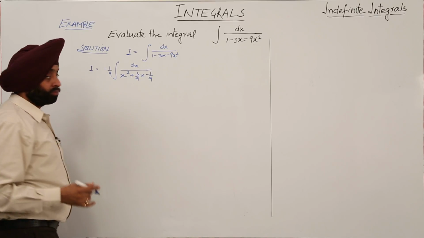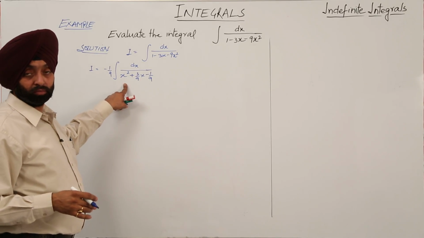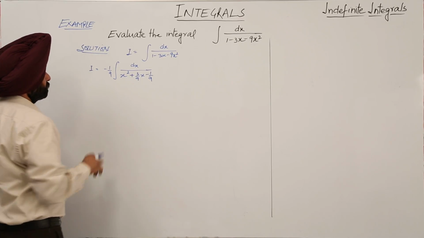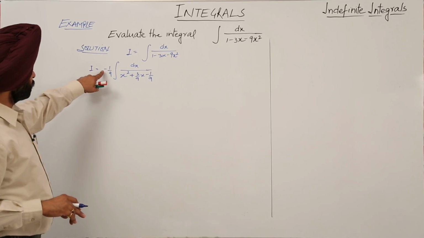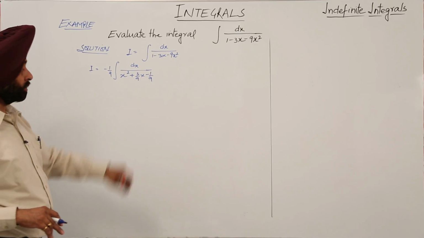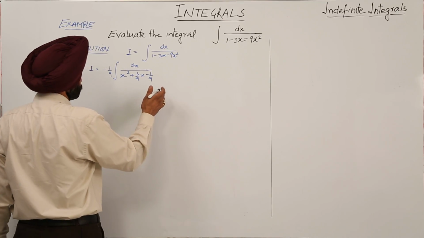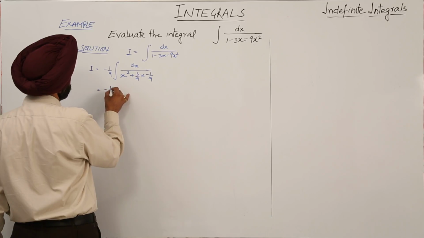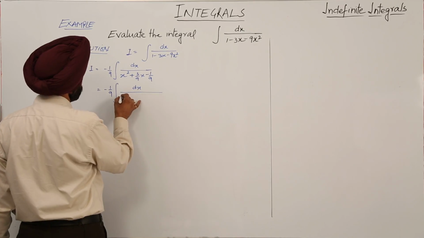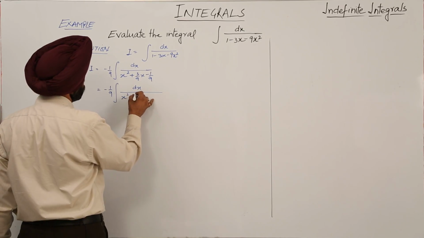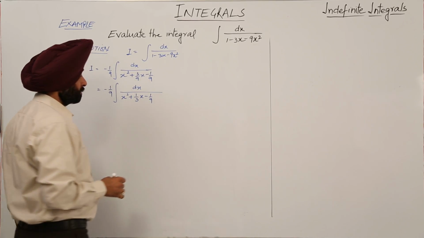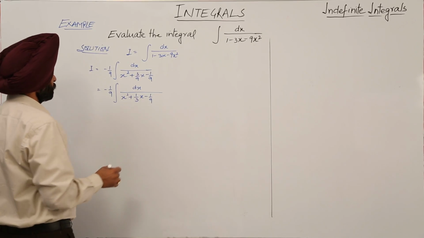Remember, always try to take the coefficient of x square as positive. So I have taken minus 9 as common, and written minus on the numerator side. So minus 1 upon 9, since 9 was taken common from the denominator. Now this becomes minus 1 by 9, dx upon x square plus 1 by 3x minus 1 by 9. 3 by 9x becomes 1 by 3.